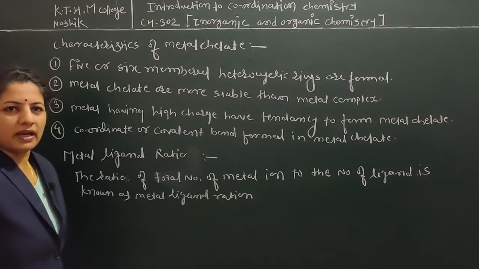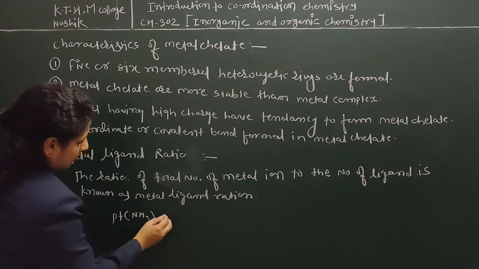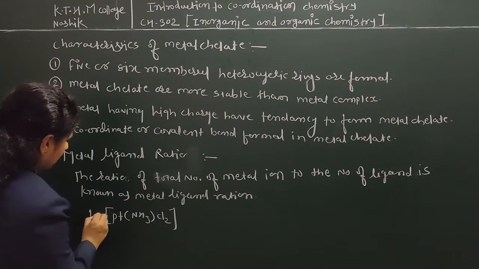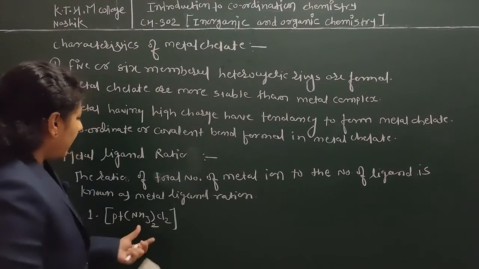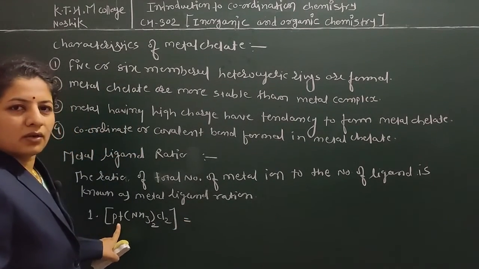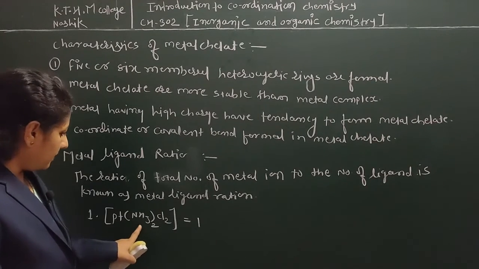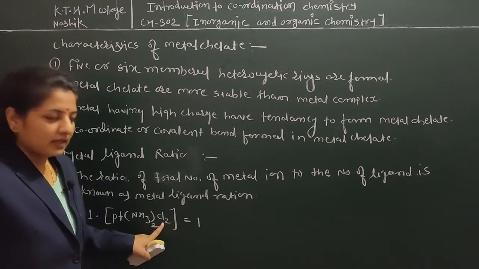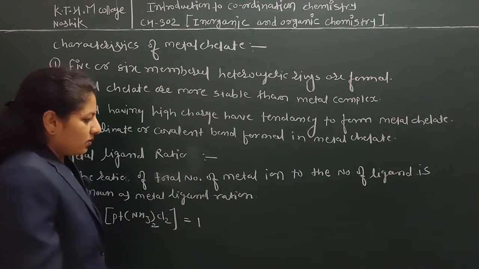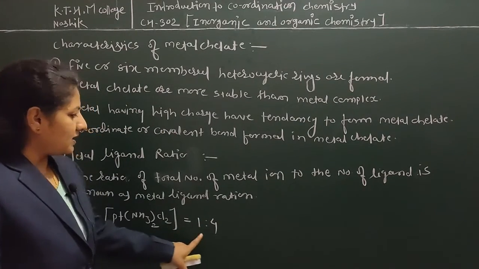An example of this metal ligand ratio: if we take the platinum complex, diamminedichloroplatinum complex, platinum is only one metal, so only one atom of metal. How many ligands are here? There are a total of 4 ligands, 2 ligands of ammonia and 2 ligands of chlorine. So 4 atoms of ligand are present, and the ratio for this complex is 1:4.